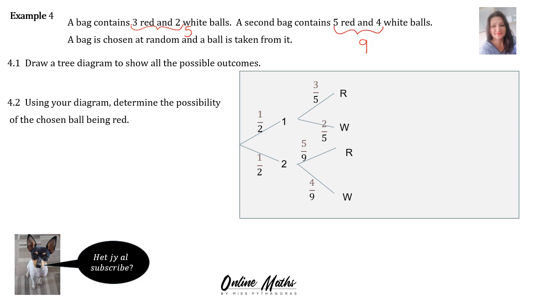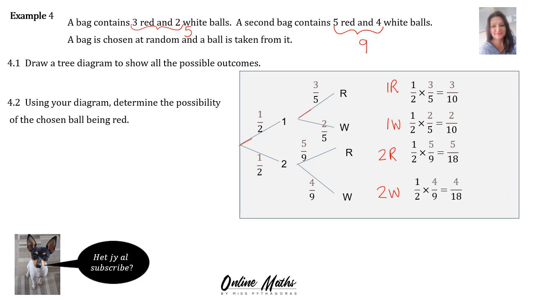And then your outcomes will be from bag 1, a red ball is a half times 3 out of 5. Bag 1, a white ball is a half times 2 out of 5. Bag 2, a red ball is a half times 5 out of 9. And bag 2, a white ball is a half times 4 out of 9.